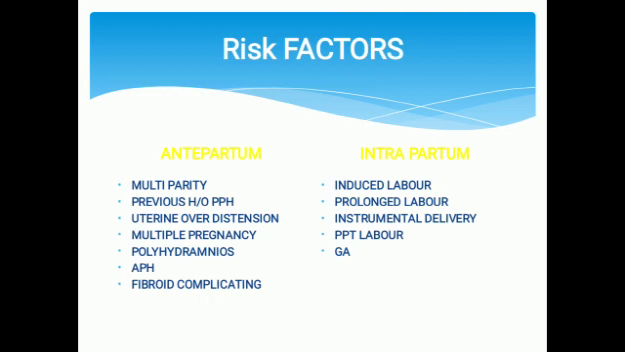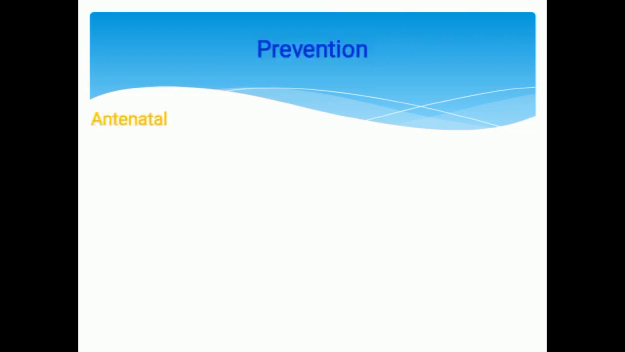So these are the risk factors. That is multiple pregnancy, multiparity, a previous history of PPH, and whenever there is uterine overdistension, polyhydramnios. Then intrapartum factors are prolonged labor, instrumental delivery, precipitate labor, and when the patient is under GA.